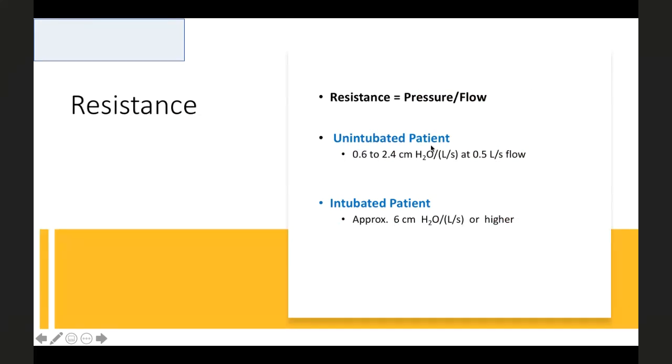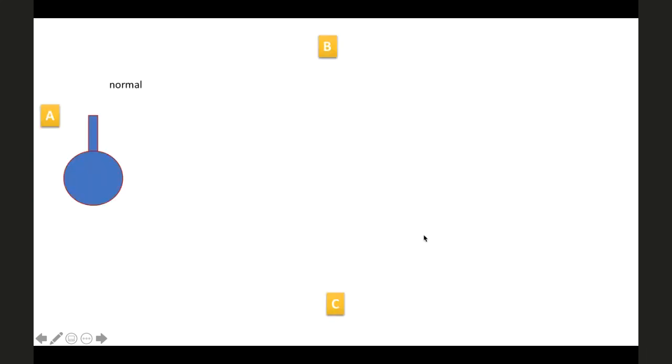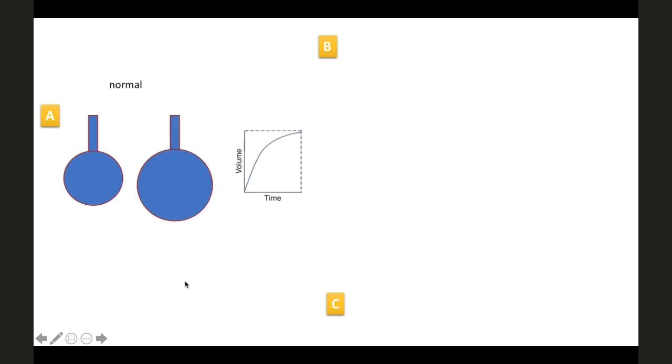In an unintubated patient, the normal value is 0.6 to 2.4 centimeters of water per liter per second. And in intubated patients, it comes to approximately 6. So now I'll introduce you to 3 different scenarios. This is basically a simplified illustration to make the concepts clear. First one is a normal lung unit. You can see the lung unit getting inflated. So you can see the change in volume over time.